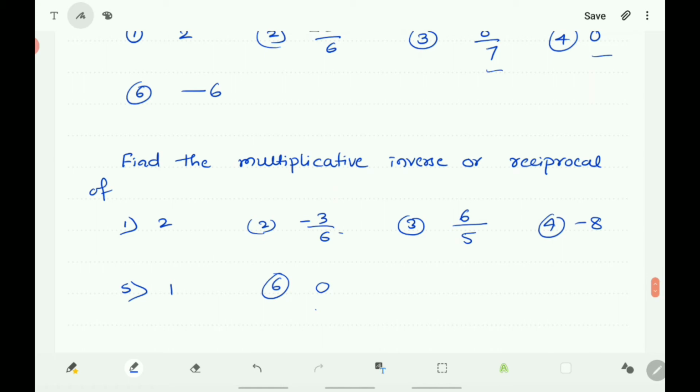And the multiplicative inverse of 0: you know that if you write 1 by 0, it is meaningless. You know that 0 does not have a multiplicative inverse or reciprocal. It is the only rational number which does not have a multiplicative inverse.